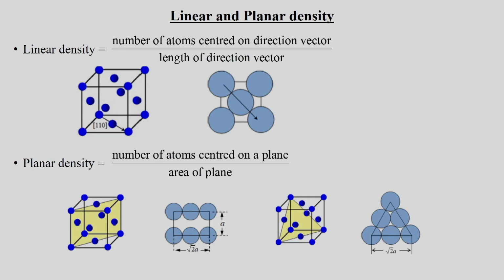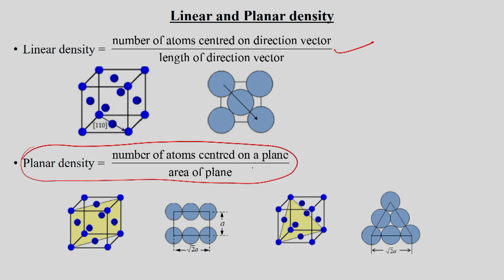Okay. And then we have discussed the linear density, like the number of atoms centered on the direction vector divided by the length of the direction vector. And in the case of planar density, we described the number of atoms centered on a plane divided by the area of the plane. Okay.